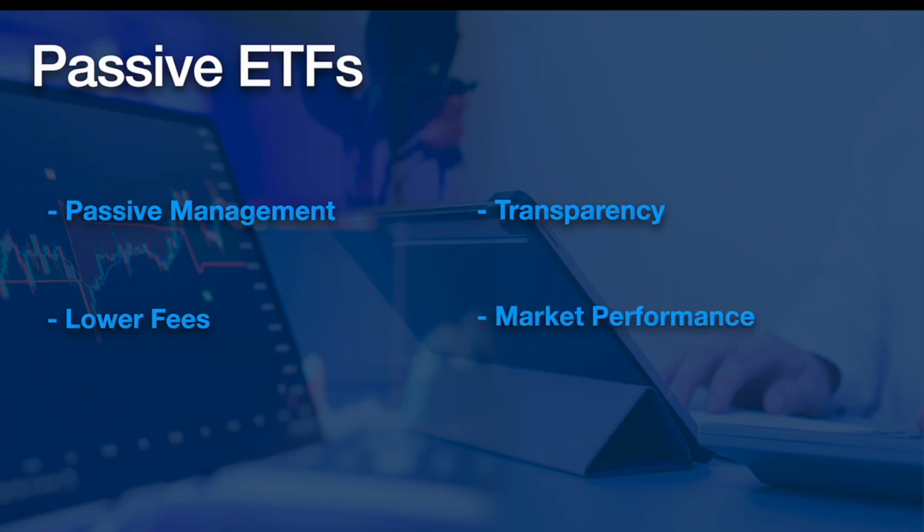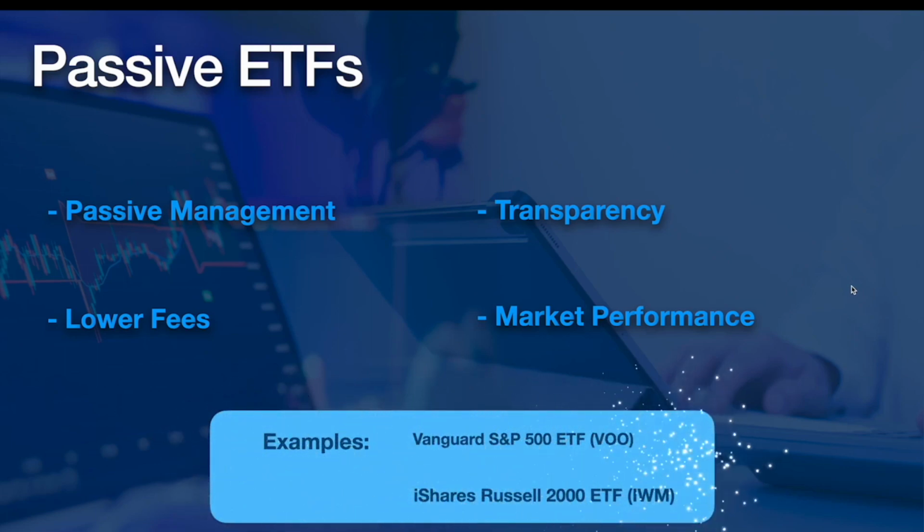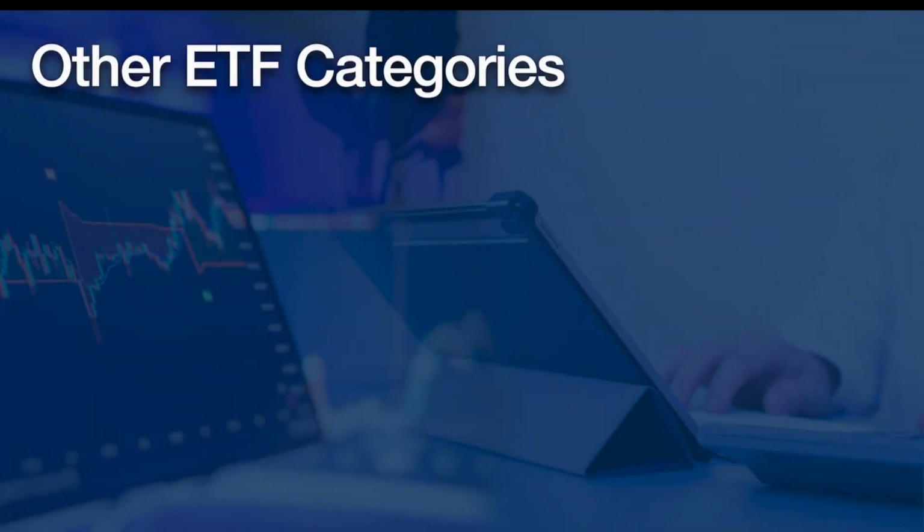And market performance. Returns are generally aligned with the index, meaning investors get market average returns, reducing the risk of significant underperformance. Common examples are Vanguard S&P 500 ETF, VOO, designed to track the S&P 500 index, providing exposure to 500 of the largest U.S. companies. iShares Russell 2000 ETF, IWM, tracks the Russell 2000 index, offering exposure to small cap U.S. stocks.